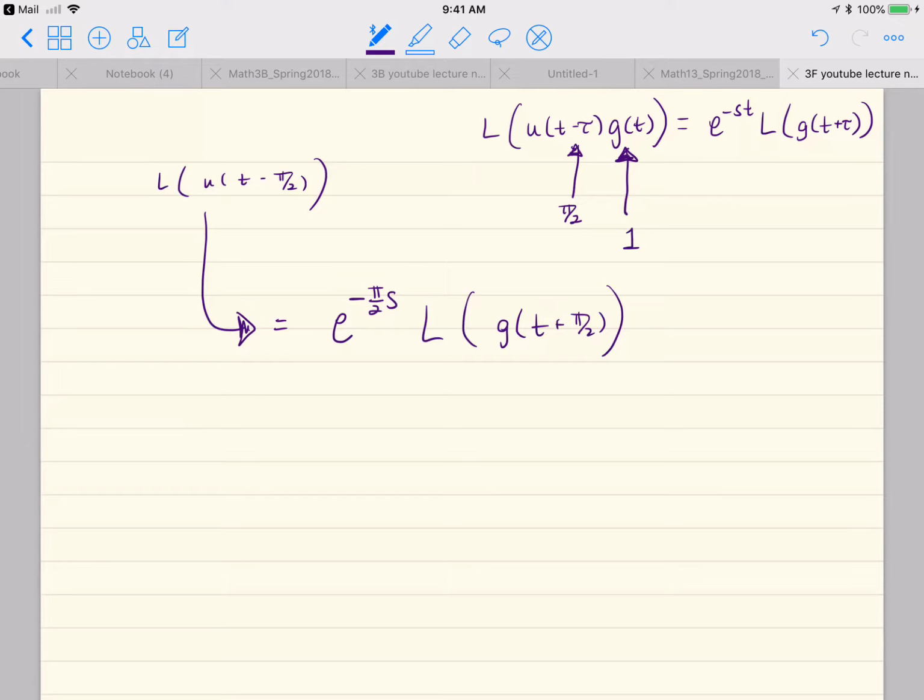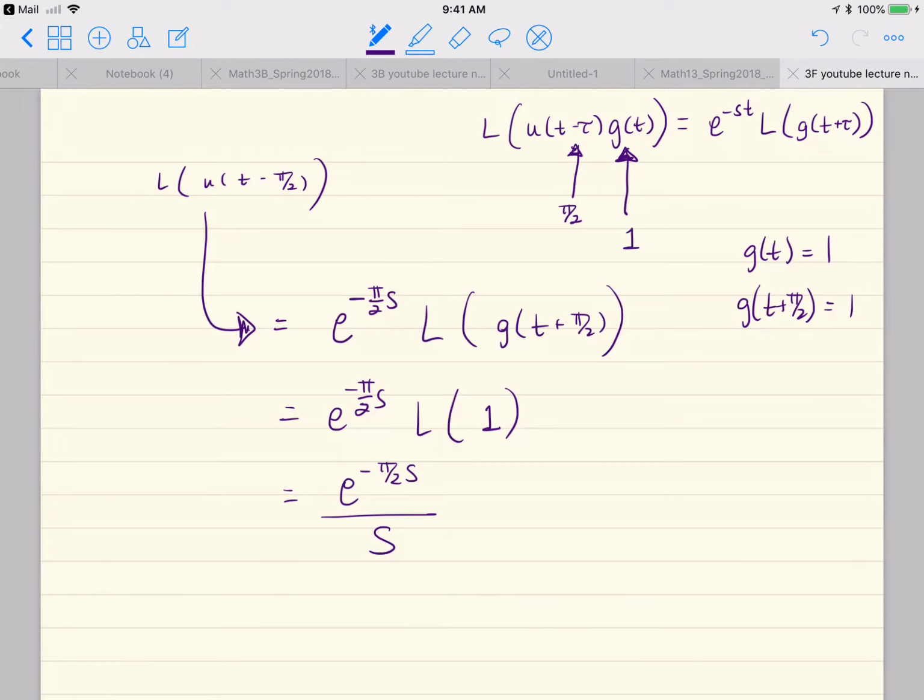But what is g of t plus pi over 2? That's just going to be equal to 1, right? Because if g of t is equal to 1, then g of t plus pi over 2 is just equal to 1. So we've got e to the negative pi over 2s times the Laplace transform of 1. And we know the Laplace transform of 1 is 1 over s. So I have e to the negative pi over 2s over s.